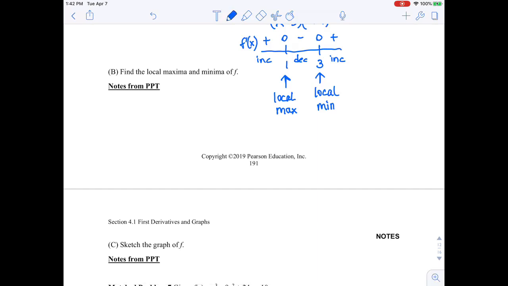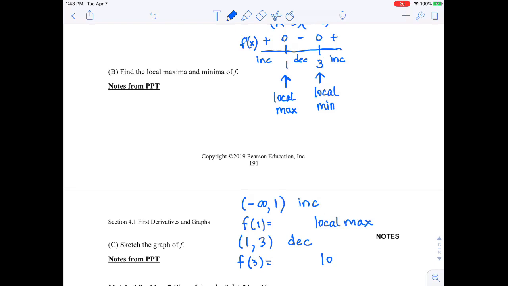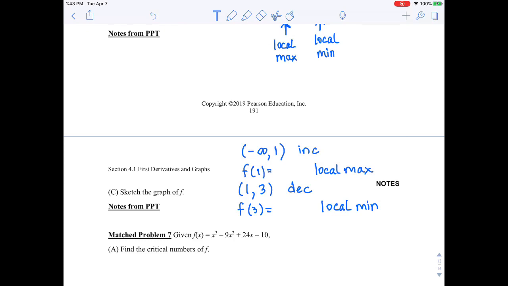To sketch a graph, let's look at what we have here. From negative infinity to 1, it's increasing. F at 1, so local max. From 1 to 3 is decreasing. F at 3, which we're going to figure out what that is. So local min. And from 3 to infinity, it's increasing.